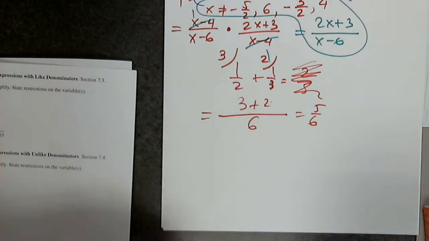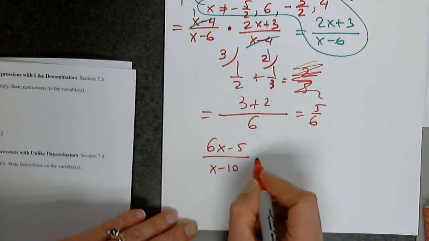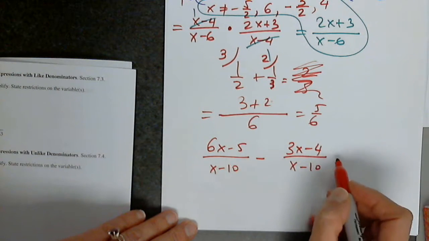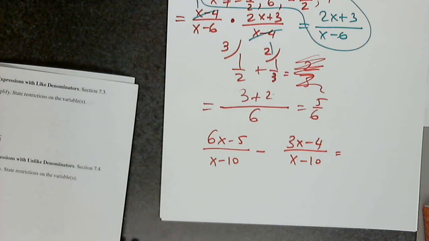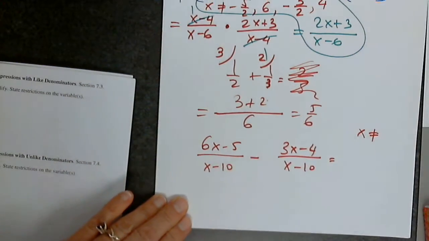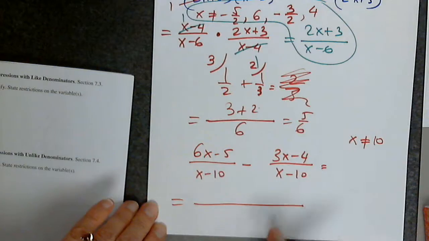Let's do both. So 6x minus 5 divided by x minus 10, minus 3x minus 4 divided by x minus 10. There is only one restriction that I need to write here. What is the only restriction I need to write on the side? That x does not equal 10. So now I have the least common denominator.